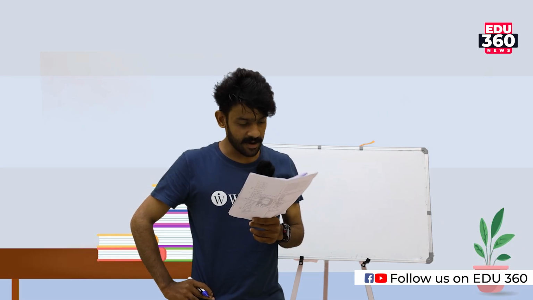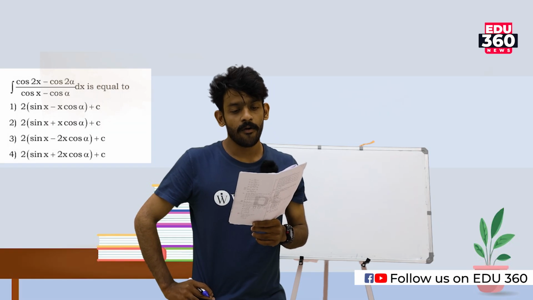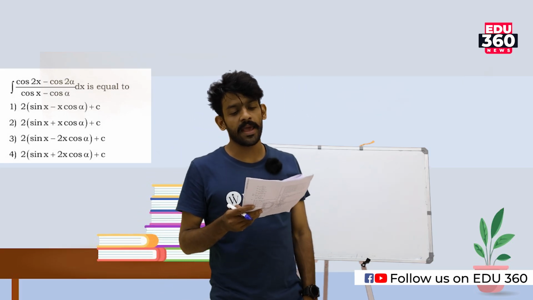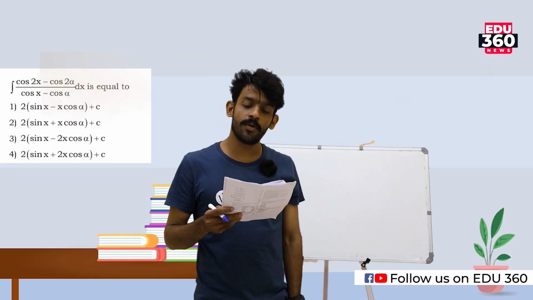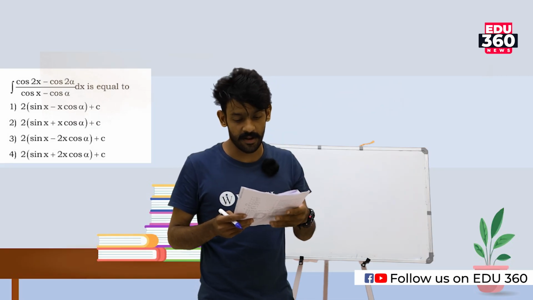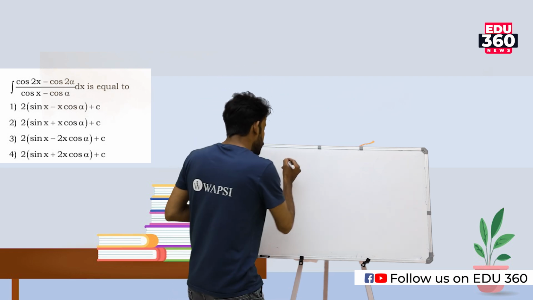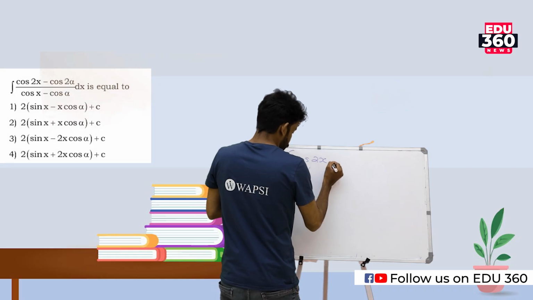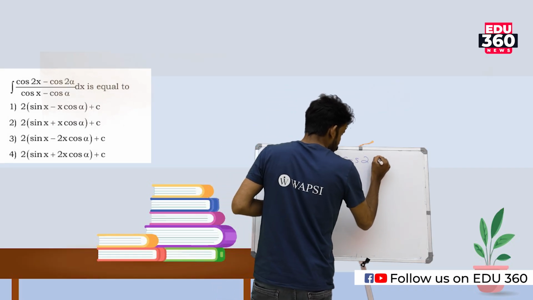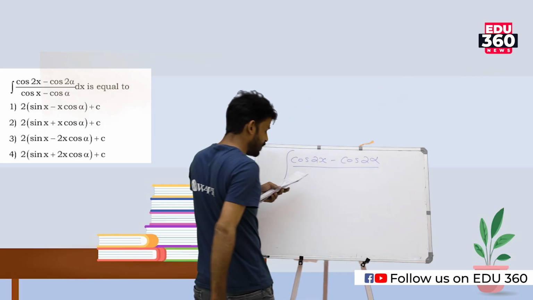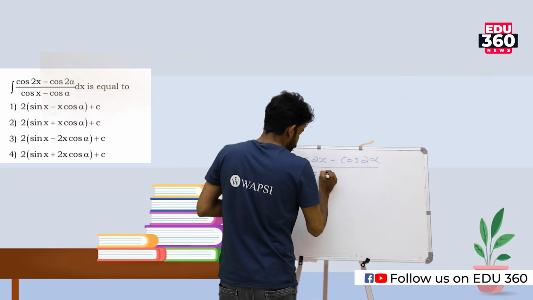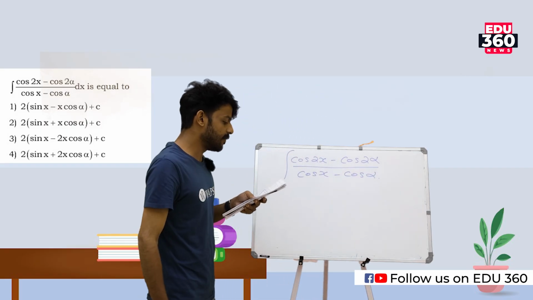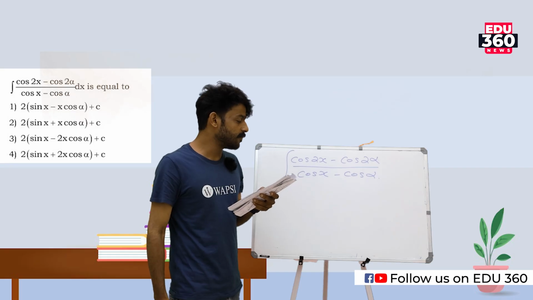So the next question is: given that the integral of cos 2x minus cos 2 alpha divided by cos x minus cos alpha, dx, is equal to, you can see there are 4 options. So first of all we can write the integral of cos 2x minus cos 2 alpha divided by cos x minus cos alpha. We need to find the value of this one.